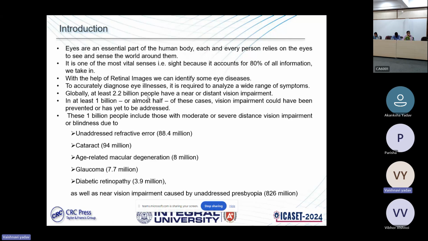Globally, at least 2.2 billion people have near or distant vision impairment. In at least 1 billion, or almost half of these cases, vision impairment could have been prevented or is yet to be addressed. These 1 billion people include those with moderate or severe distance vision impairment or blindness due to unaddressed refractive error, cataract, age-related macular degeneration, glaucoma, and diabetic retinopathy. These are the data of the WHO, as well as near vision impairment caused by unaddressed presbyopia, 826 million people.